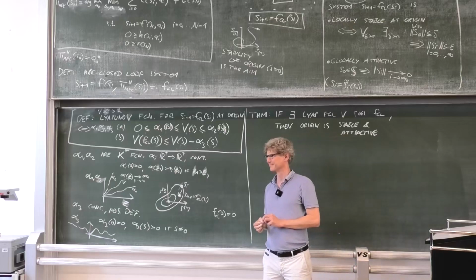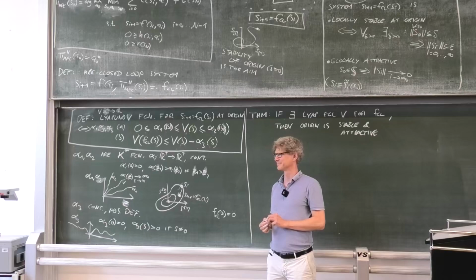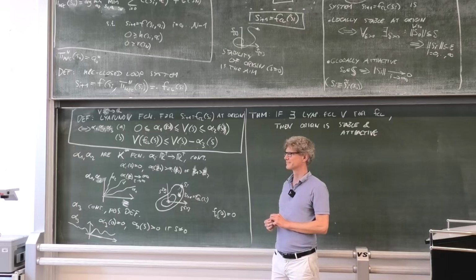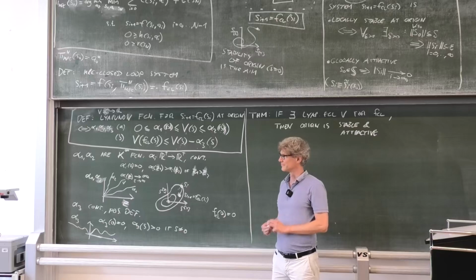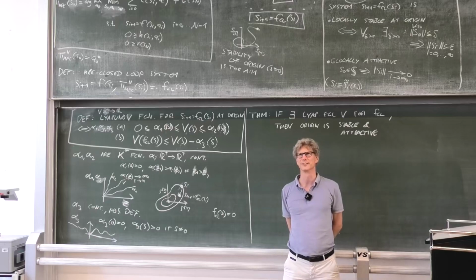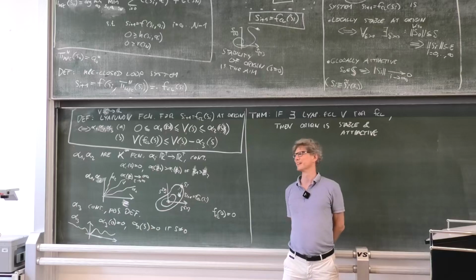Now there are more questions in the chat. The first one is: is condition A the same as saying that the function V is positive definite and radially unbounded? I think it's very related. It's very similar, at least. I cannot say if it's exactly equivalent.